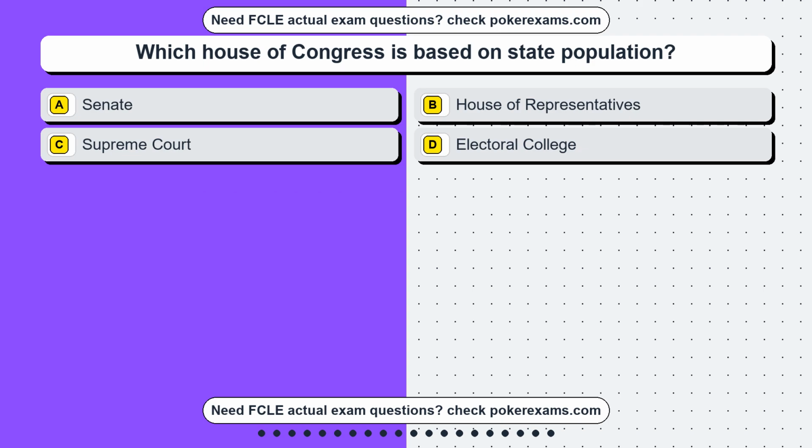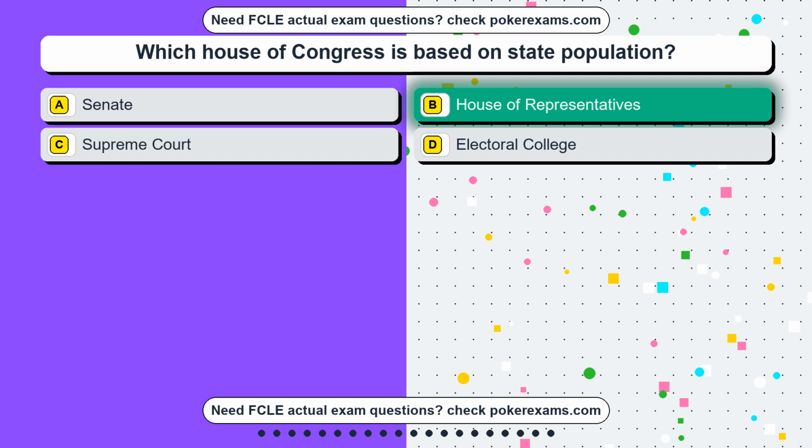Question 2. Which House of Congress is based on state population? Option A, Senate. Option B, House of Representatives. Option C, Supreme Court. Option D, Electoral College.